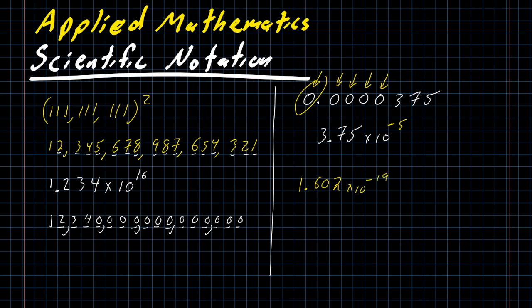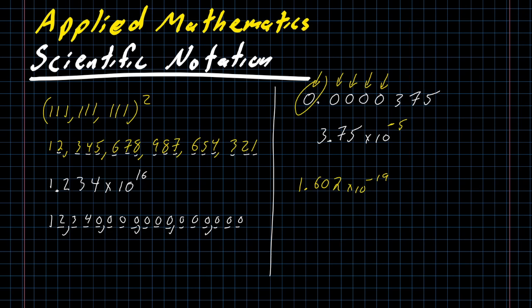(1.602 times 10 to the negative 19). This is the charge in coulombs of a single proton. To write this number in standard notation, I look at the exponent. I realize it's negative. That tells me that I'm going to be dealing with stuff after a decimal point.